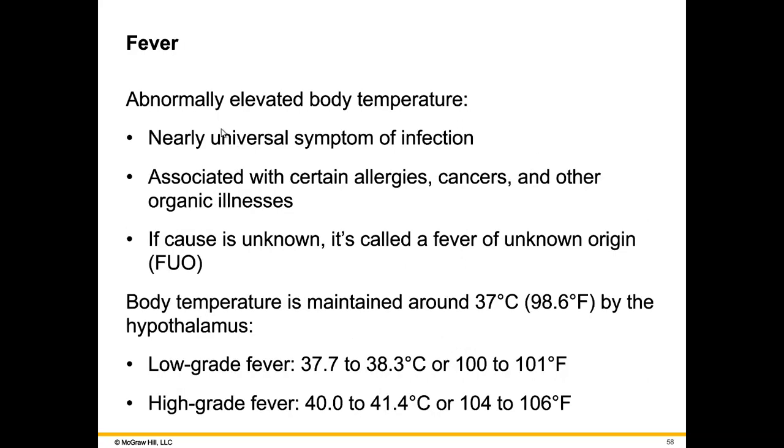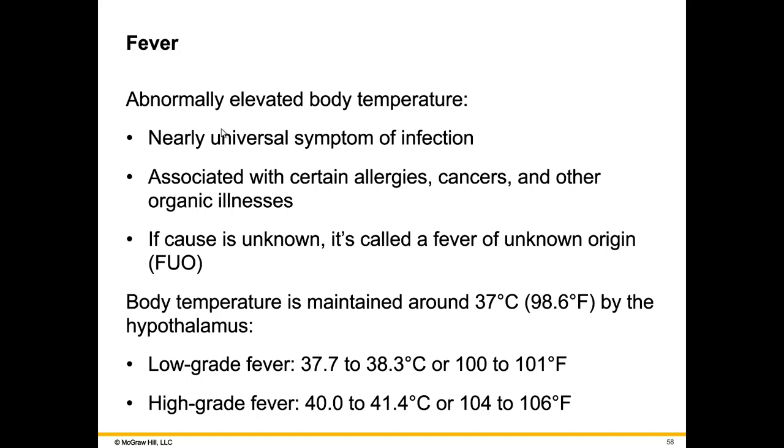Next, let's move on to fever. Fever is an abnormally elevated body temperature. That's probably a universally known thing, and it's a universally known symptom of infections in general. But it's also associated with other things like allergies. It can cause fever. Cancers can as well. Other organic illnesses can also cause fevers. But if the cause is unknown, we call it a fever of unknown origin, or FUO, not to be confused with UFO, unidentified flying object. Haha. Okay.